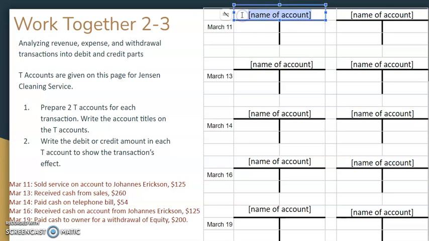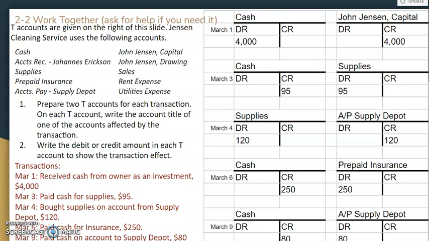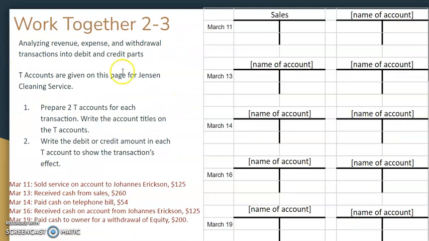This is the first time we've seen sales, but when we hear the word sold service, we know that we're going to use a sales account. And then Johannes Eriksson. If we look back one slide, we can see all of our choices. This one's going to be accounts receivable, Johannes Eriksson. So we'll type that in here.